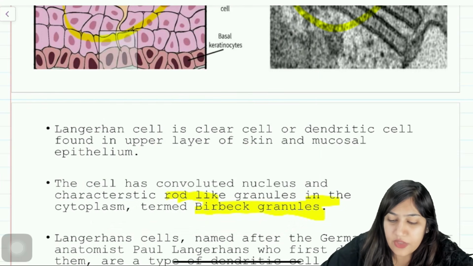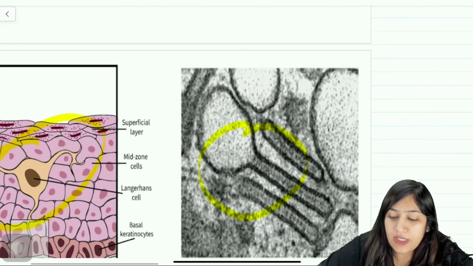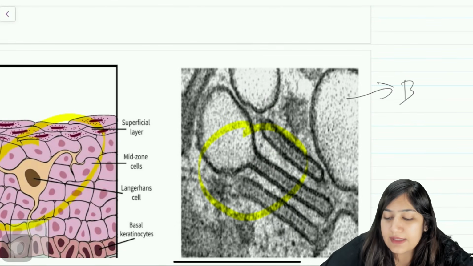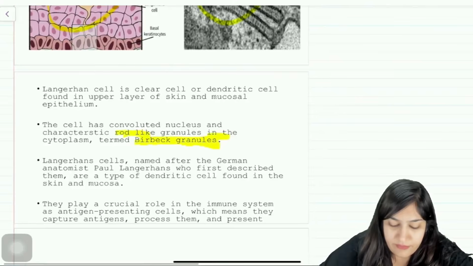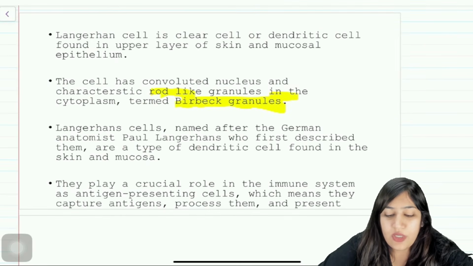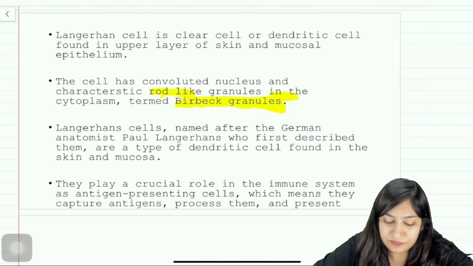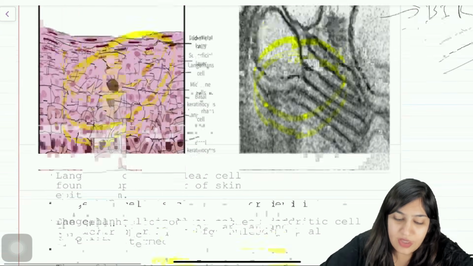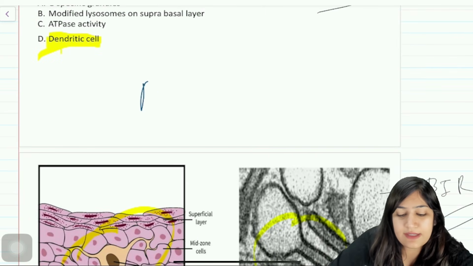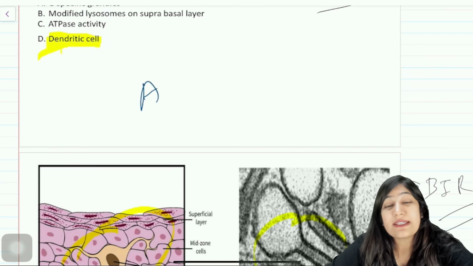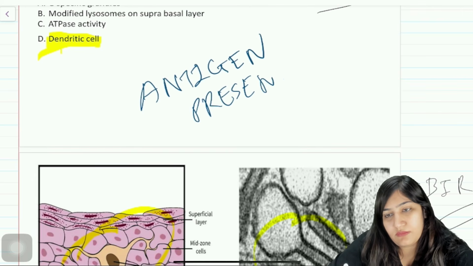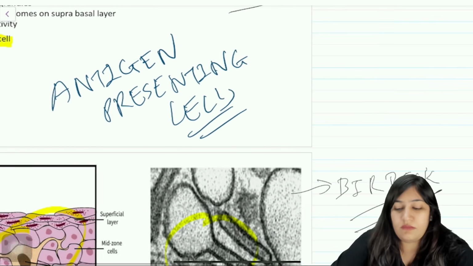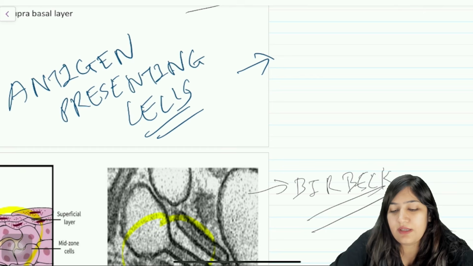They are rod-like granules. So if this type of diagram is shown, it is mainly for Langerhans cells, and these are Birbeck granules present in Langerhans cells. They play an important role as antigen presenting cells, so they are also known as antigen presenting cells. These cells mainly have an immunologic function. The main function is immunologic function.